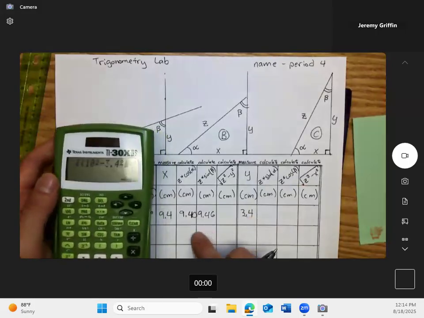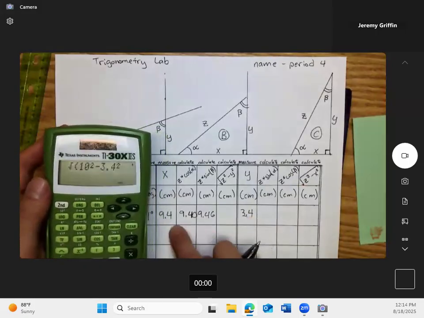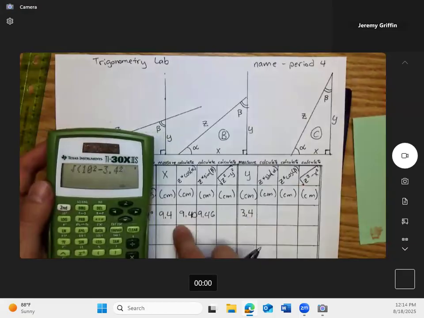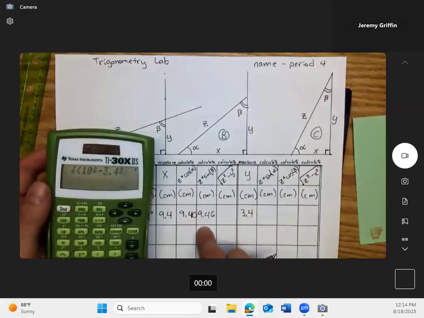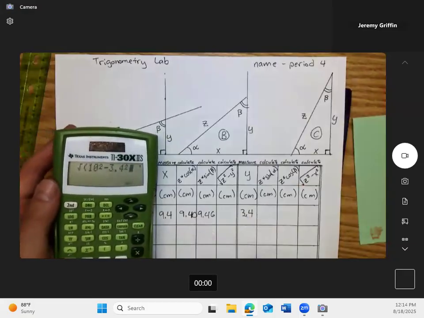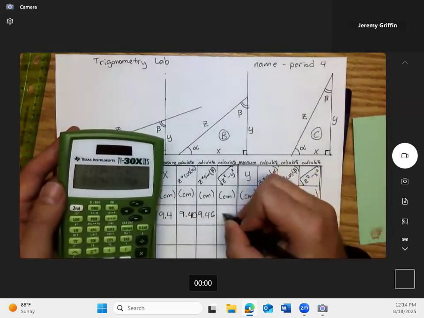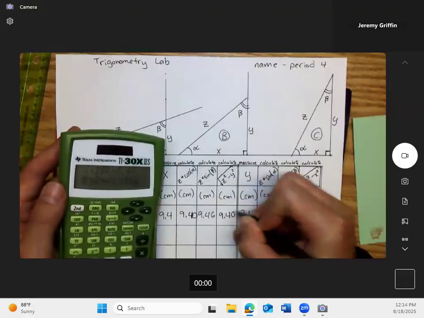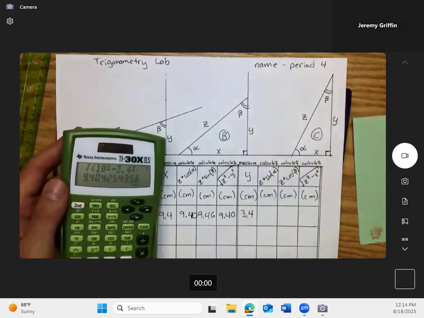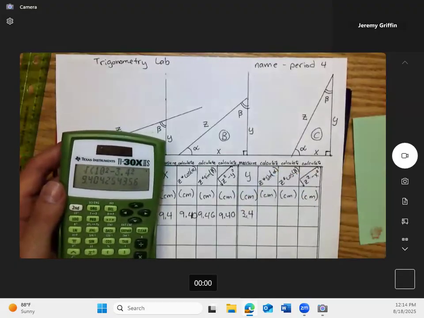Now, guys, when I hit enter, let me make a prediction. Should I get something roughly about 9.4 somewhere there? Centimeters? See if it is. We're going to find out. Moment of truth. Oh, yeah. 9.40425. Yeah, 9.40. Right on the money.